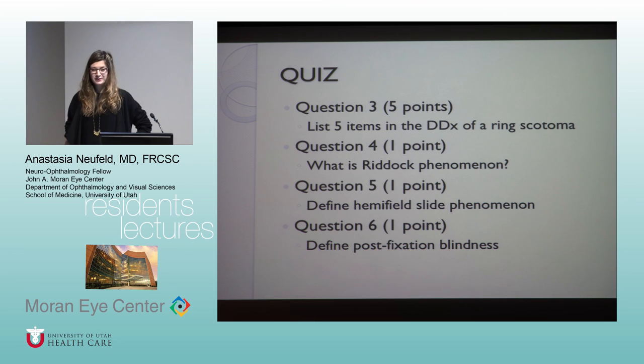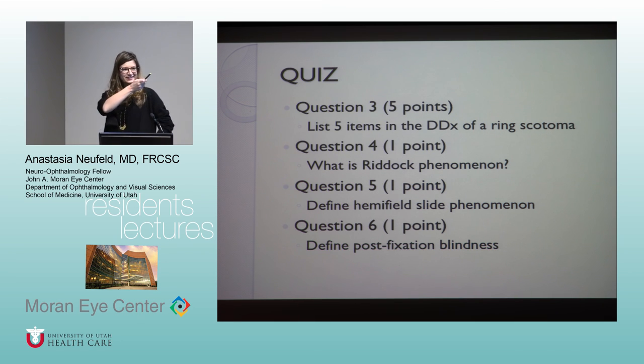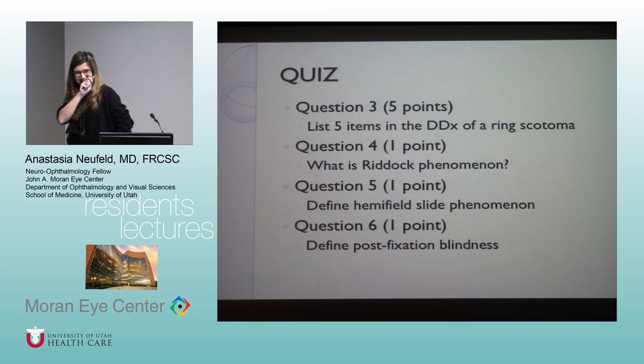So does anybody know what Riddoch phenomenon is? And, Kristen? It's neurological, that's why I can point to that. So. You know that, don't you, Reese? I've forgotten.